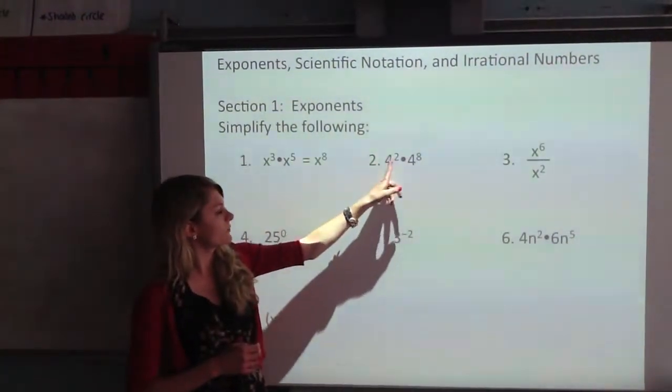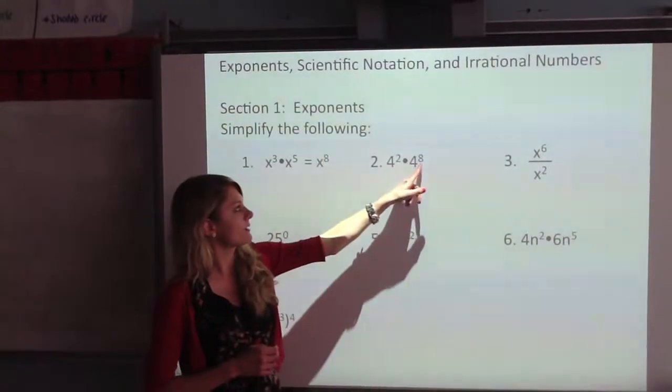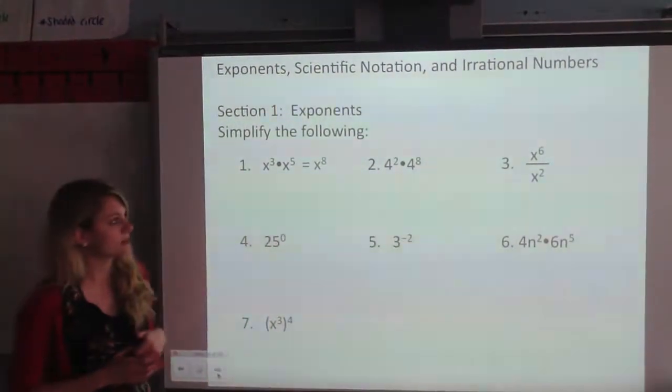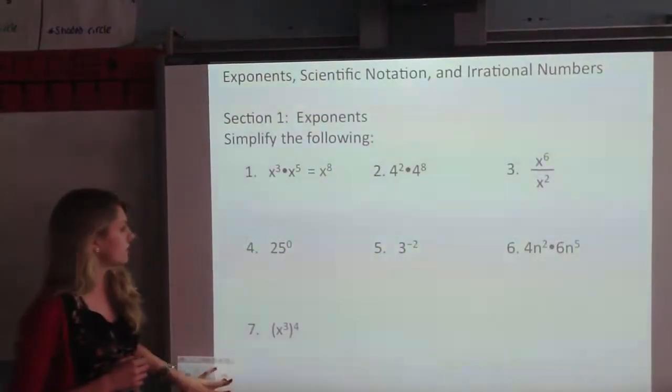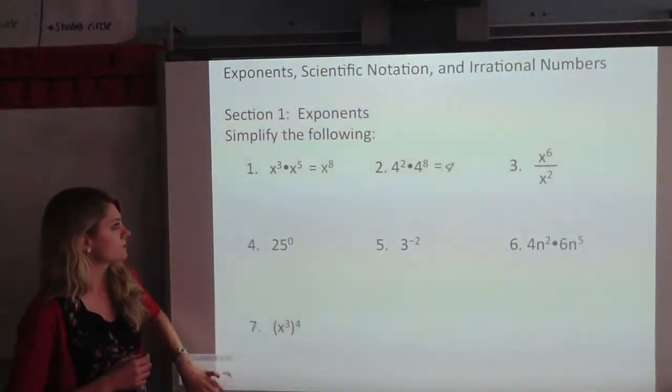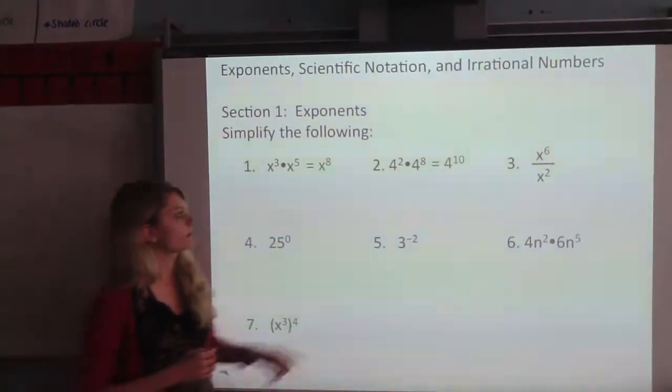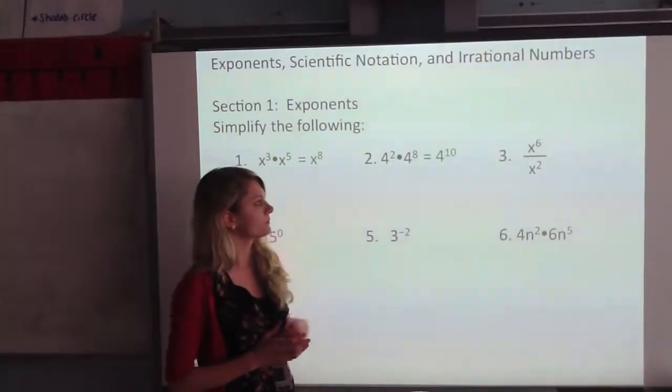For number 2, in the same way as we did in number 1, we're multiplying 4 to the power of 2 times 4 to the power of 8. Again, we're going to add these exponents, 2 plus 8, and we're going to leave our base as 4. So we're going to have 4 to the power of 10, because 2 plus 8 is 10.